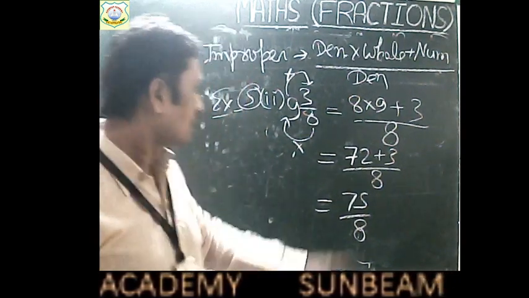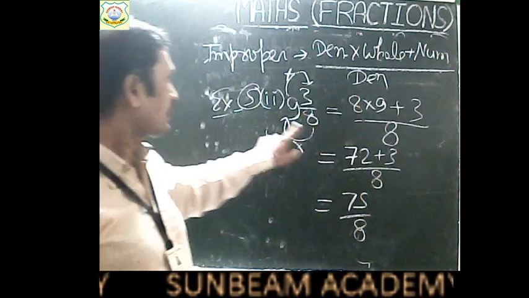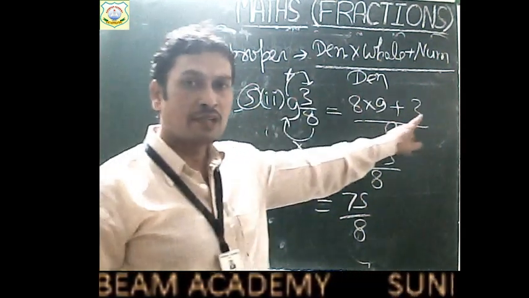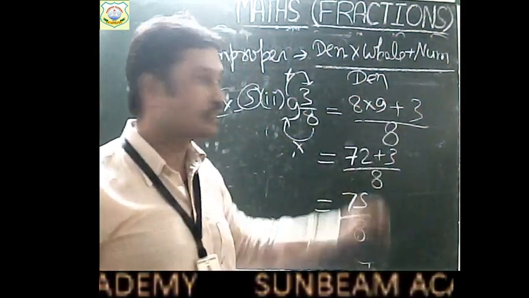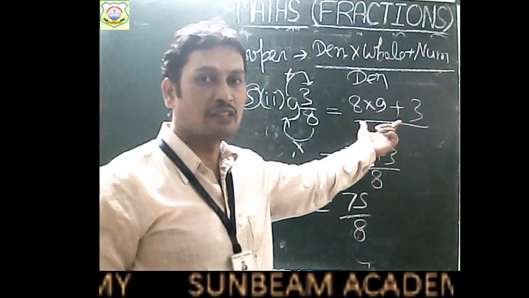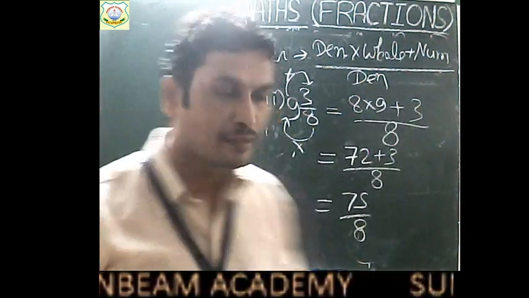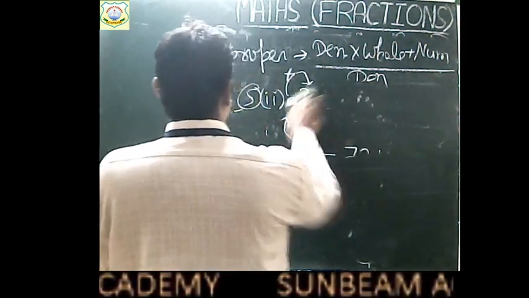Okay children? So 8, how many times? 8, 9 times to get 9. And then in the 10th one, you are taking 3 out of 8 parts. So total parts you have got is 8 into 9, 8 nines are 72, plus 3. Total 75 parts you have got. Right? So in the same way, let us solve one more part of the same question.